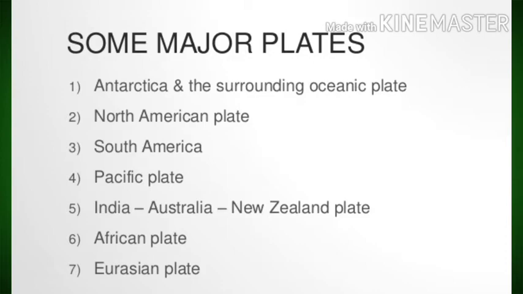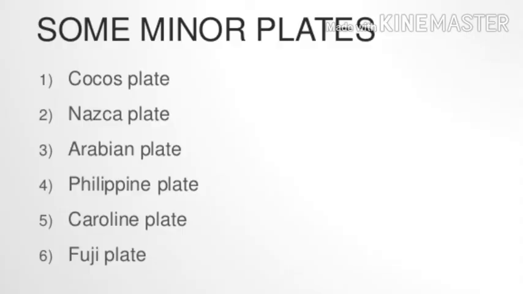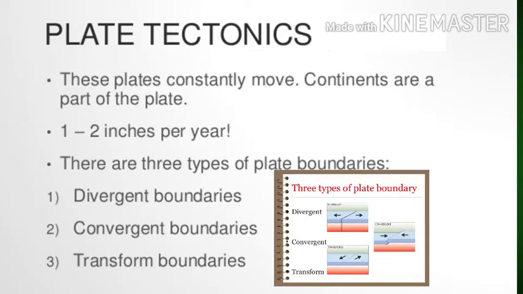Here are some important minor plates too. These are number 1, Cocos plate; number 2, Arabian plate; number 3, Nazca plate; number 4, Philippine plate; number 5, Fuji plate; and number 6 is Caroline plate. There are a total of 3 types of plate boundaries. As already I told you, number 1 is divergent boundary, number 2 convergent boundary, and number 3 is transform boundary.